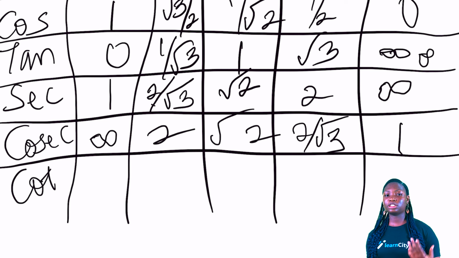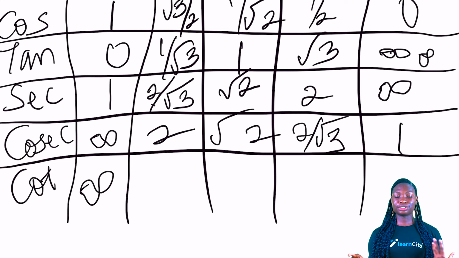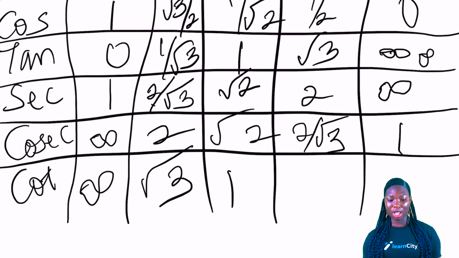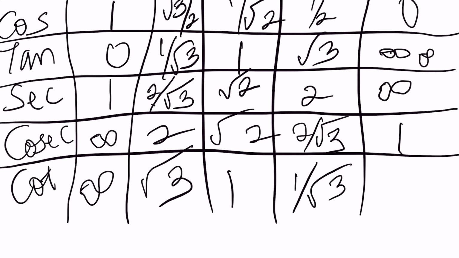Now, cot 0 degrees is also infinity. Cot 30 is √3. Cot 45 is 1. Cot 60 degrees is 1/√3. And cot 90 degrees is 0.